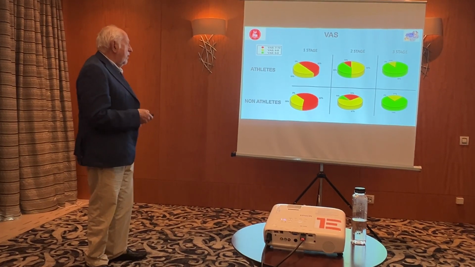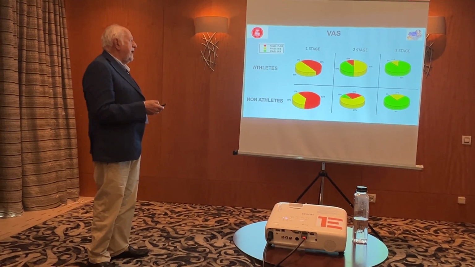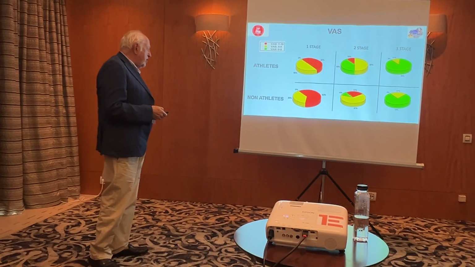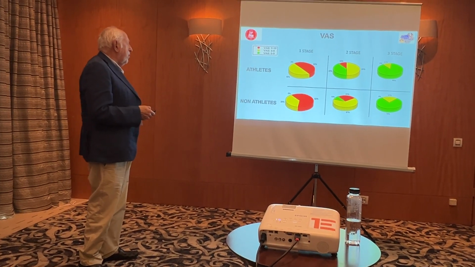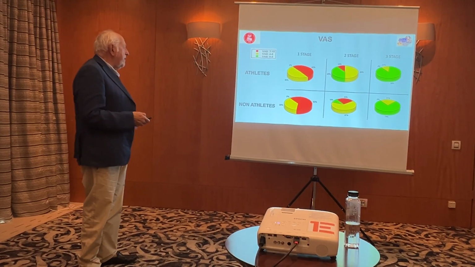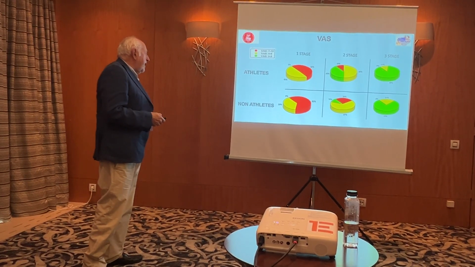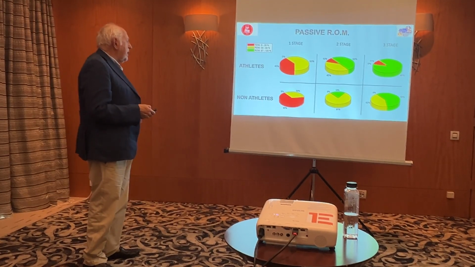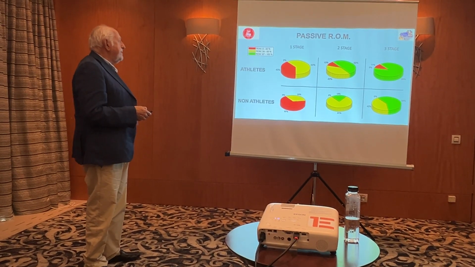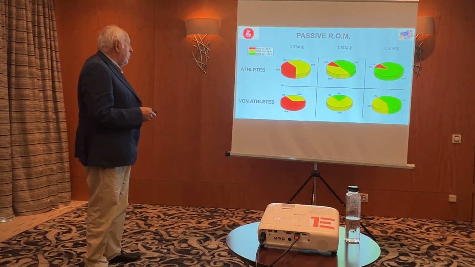We have the VAS scale in the first stage, second stage, and third infiltration in athletes and non-athletes. The red is pain from 7 to 10, and green is VAS from 0 to 3. The same for passive range of motion, in athletes and non-athletes.